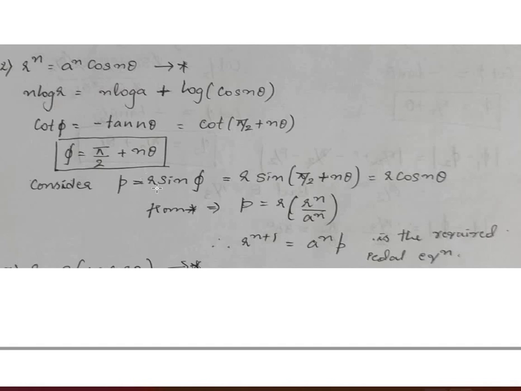As they are asking for the pedal equation, consider the equation p equal to r sin phi. Substitute the value of phi. The phi value is pi by 2 plus n theta. So sin of pi by 2 plus n theta is cos n theta. Now from equation star, I can write cos n theta as r power n by a power n. I have substituted that from star. Bases are the same. In the numerator, r into r power n, add the powers of r. We are going to get r power n plus 1 divided by a power n equal to p. Therefore, r power n plus 1 is equal to a power n times p, which is the required pedal equation.